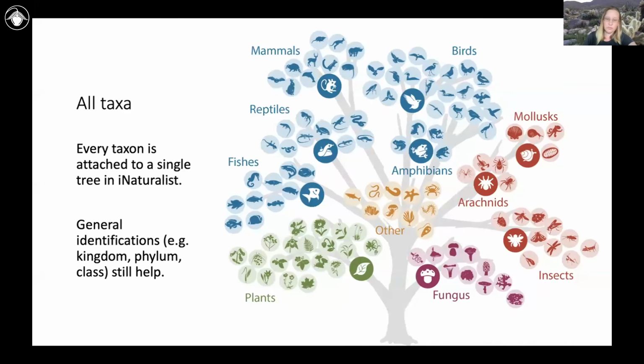If you know it's a mushroom, just indicating that it's a mushroom will help other people find it and identify it correctly much sooner than if you just take a photo and upload it and say unknown. So whatever taxonomic rank you feel comfortable identifying something, that will help other people find it and maybe identify it for you.